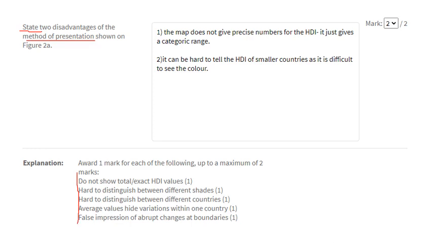So here the person has written it doesn't give precise numbers for the HDI, just a range. Yep, that's fine. It doesn't give you that detail, and it can be hard to tell the colour because they're all similar. So that would have been perfect. 2 marks. Didn't need any more detail than that.